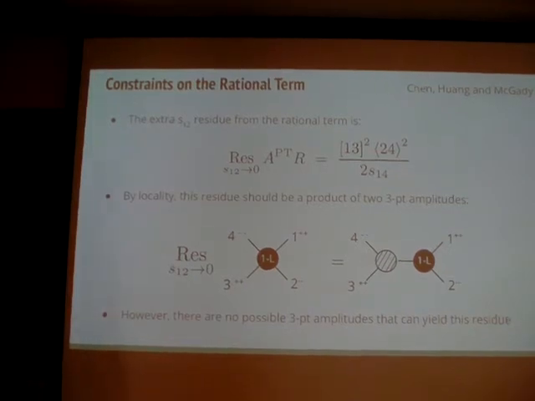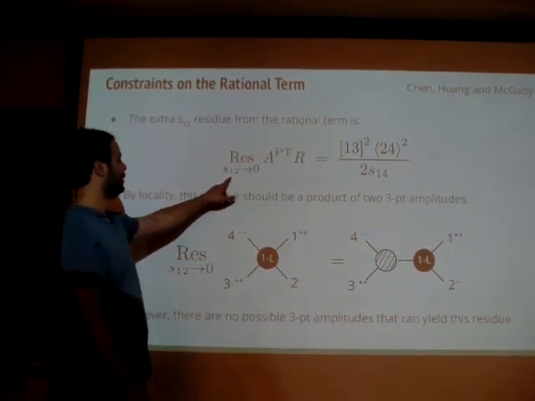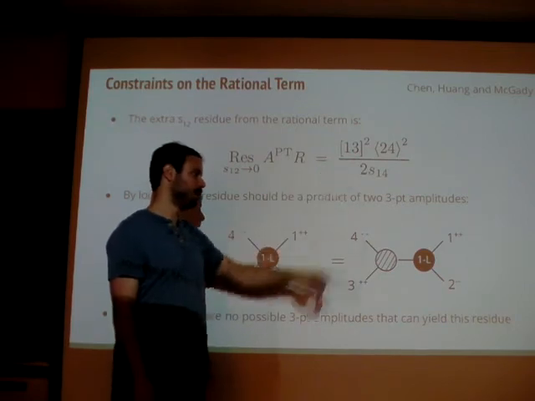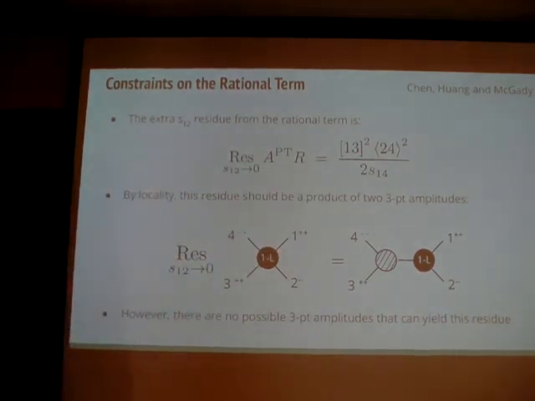For example, when we go to the S12 pole, the Parke-Taylor amplitude times the rational term has a non-trivial residue. And that actually cannot be interpreted consistently as lower point amplitudes. So we're in trouble. There's no way we built something in a manifestly unitary way. There's no way to make it lower. And that's inherent to this theory, and it's inherent to every theory that has an anomalous matter content. So that's actually the on-shell meaning of having a gauge anomaly, without even saying the word gauge.